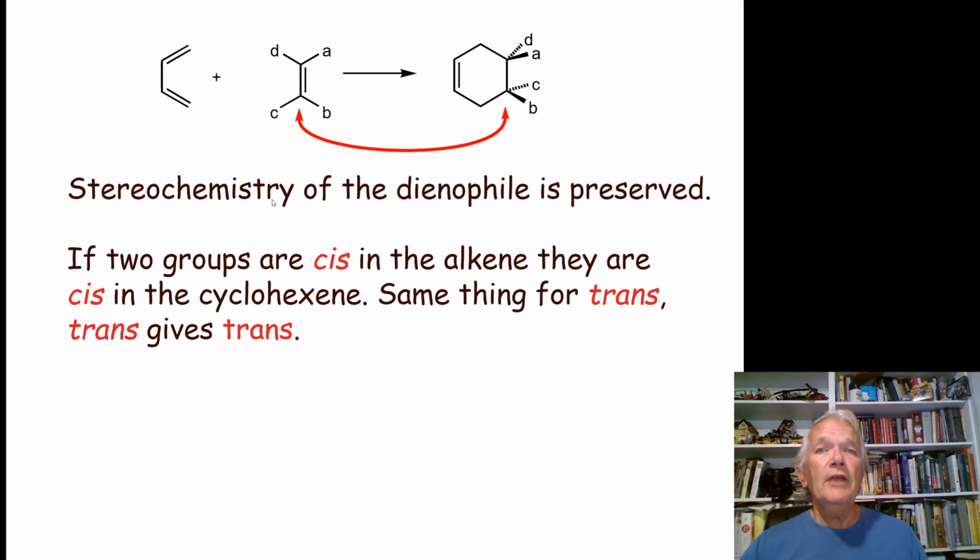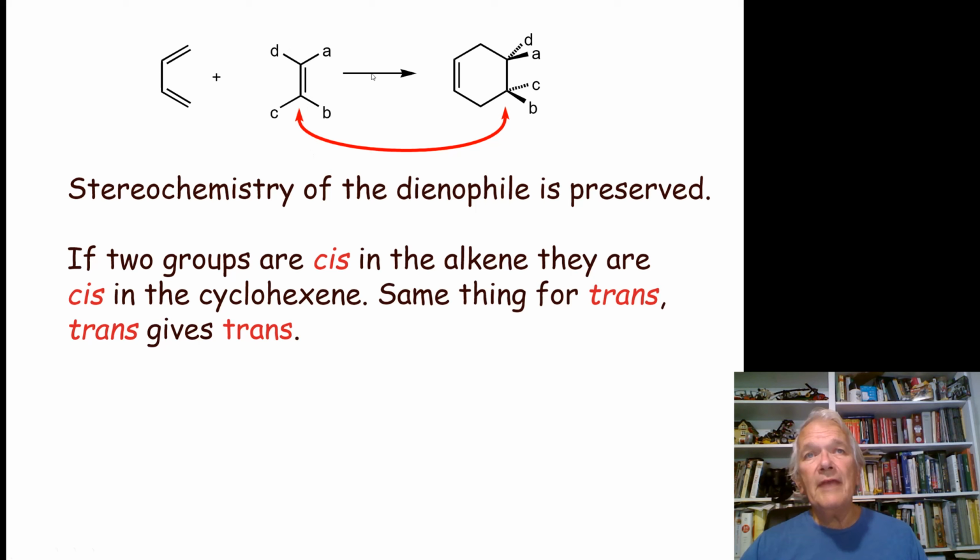Now, the other thing that we have to worry about is the stereochemistry. Stereochemistry means essentially what's the relationship of the various groups around the ring in terms of being cis or trans to one another. And the key thing is in the dienophile. You start off with an alkene, and it will be a particular isomer, E or Z, depending upon the substituents. In this particular case, I have A and B cis to each other, D and C cis to each other.